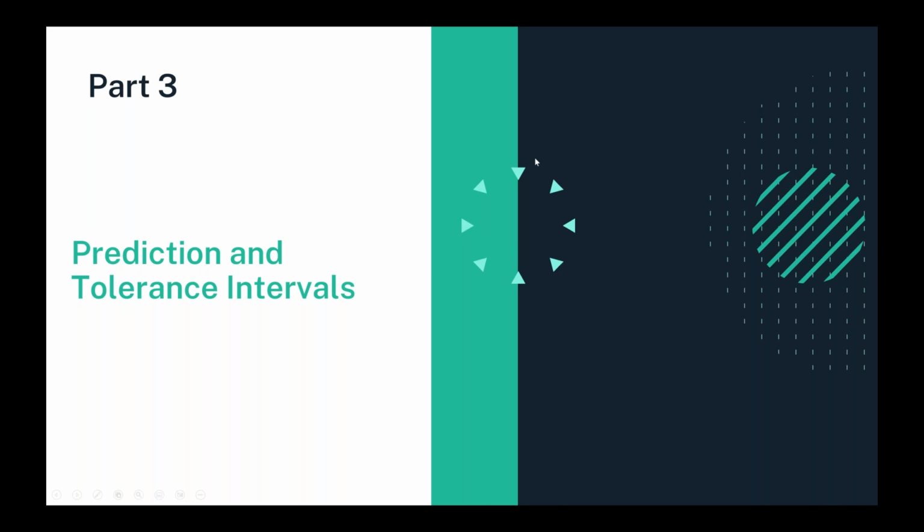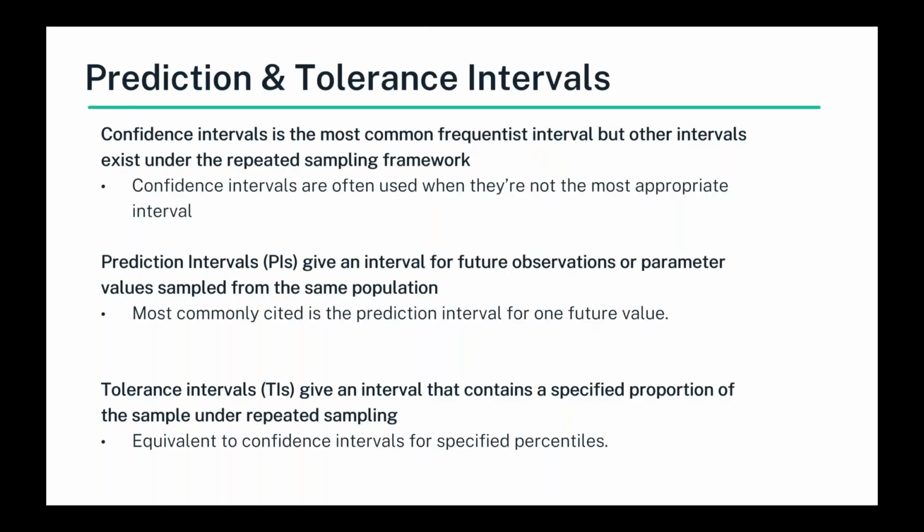Okay, so while confidence intervals were concerned with containing a particular parameter, prediction intervals are concerned with containing a future parameter value or a future sample with a given degree of confidence. The most commonly cited case is a prediction interval for one future iteration or one future sample. Like we've created an interval and now we want to take one additional measurement and the value should be within that interval with a given degree of confidence.